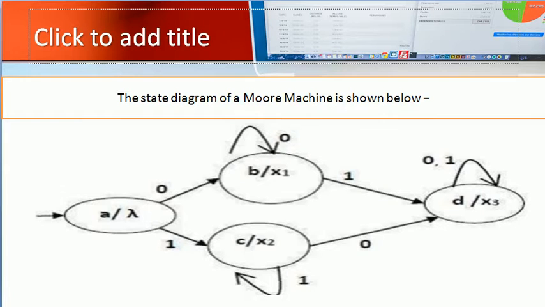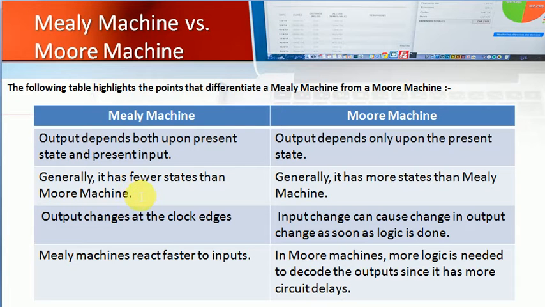Now the second difference is that the Mealy machine generally has fewer states than the Moore machine. Generally the Moore machine has more states than the Mealy machine.